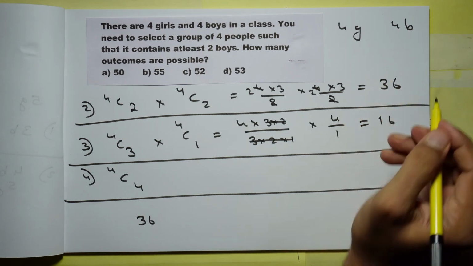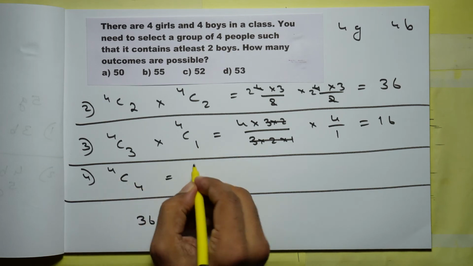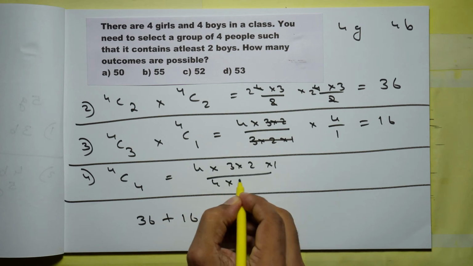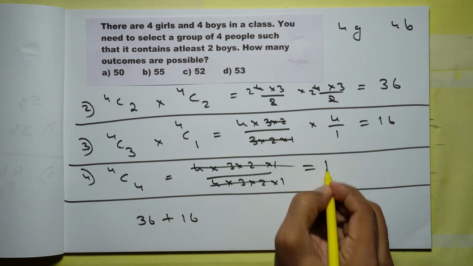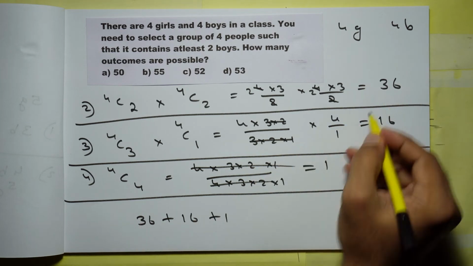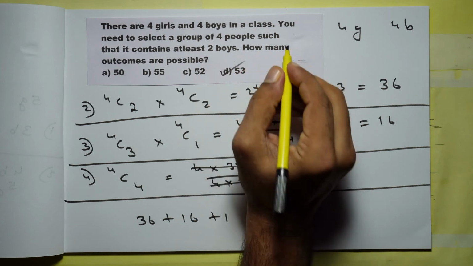So this 36 plus this 16 plus 4C4, that is 4 into 3 into 2 into 1 divided by 4 into 3 into 2 into 1. Numerator and denominator cancel out, so only one possible outcome. This or this or this. Whenever "or" comes, you have to add. So total number of outcomes will be 36 plus 16, 52 plus 1 gives you 53. So altogether 53 possible outcomes. Option D.